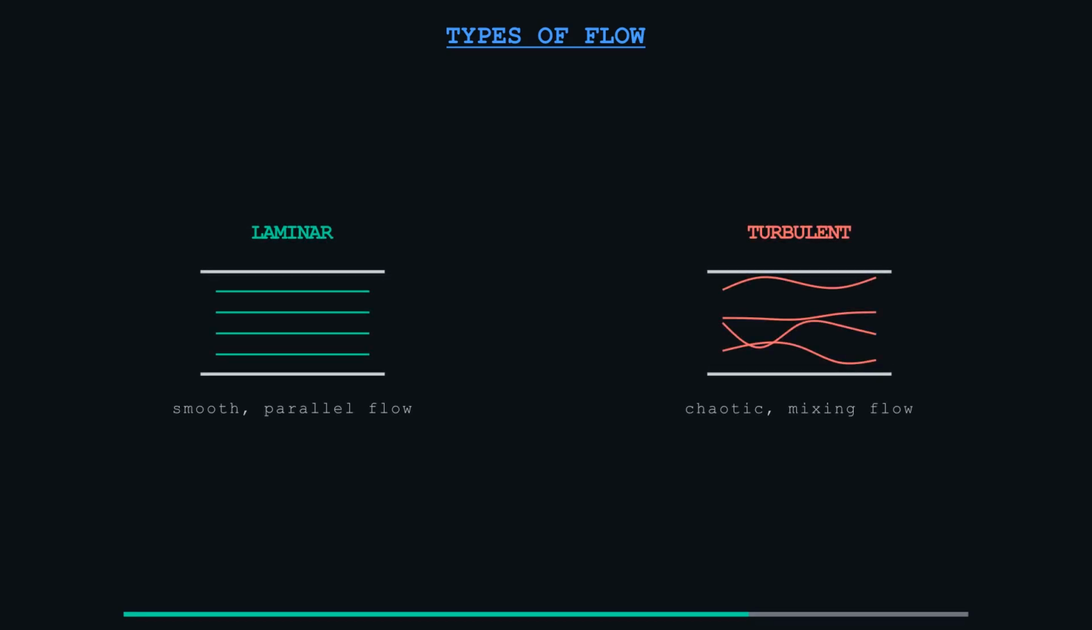Flow can take one of two patterns. In laminar flow, the fluid moves in smooth, parallel layers with little mixing between them. In turbulent flow, the fluid moves chaotically, with swirling eddies and constant mixing. Whether flow is laminar or turbulent depends on the Reynolds number. A low Reynolds number gives laminar flow, and a high Reynolds number gives turbulent flow.